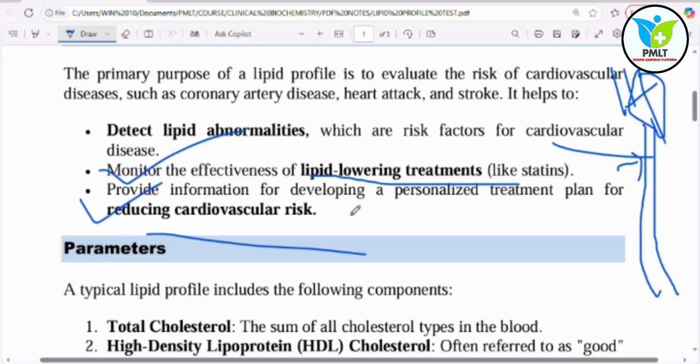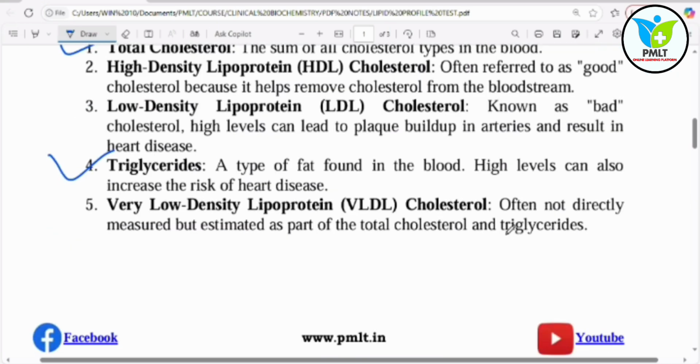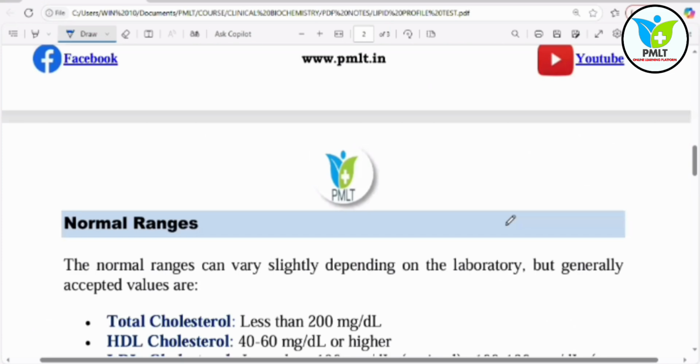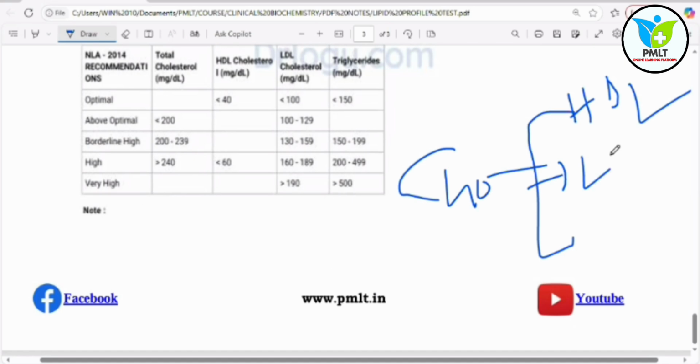Understood? Now I am coming to the parameters. Parameter means which components are present in the lipid profile test, which we need to understand. Keep in mind that in lipid there should be cholesterol and triglyceride. If you notice the cholesterol, there are basically three types of cholesterol. One is HDL cholesterol, high density lipoprotein. Another one is LDL, low density lipoprotein. And another one is VLDL, that is very low density lipoprotein.